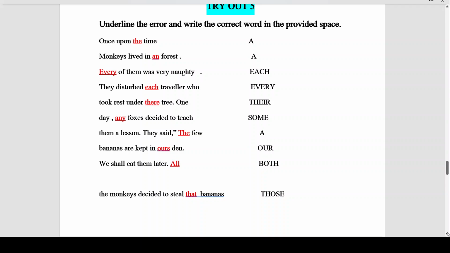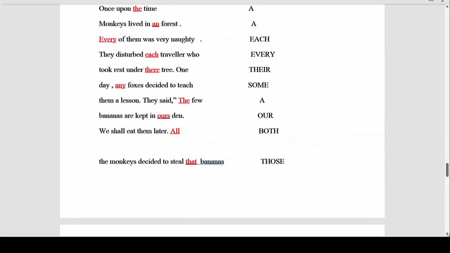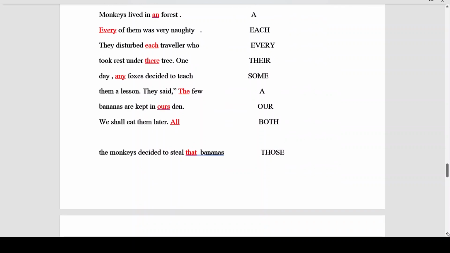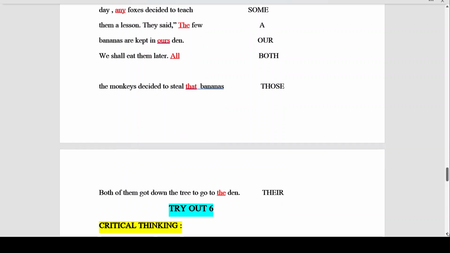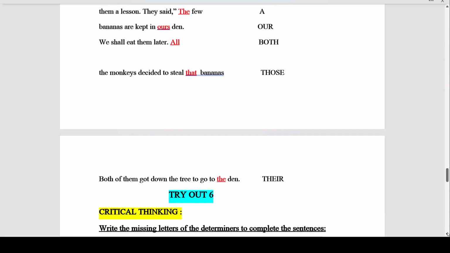They said, the few bananas are kept in our den. No, they said a few bananas are kept in our den. We shall eat them later. Now, how many monkeys were there? Two. Therefore, both the monkeys decided to steal those bananas which were there in the den, which is far away. So, we use the determiner those. Both of them got down the tree to go to their den.